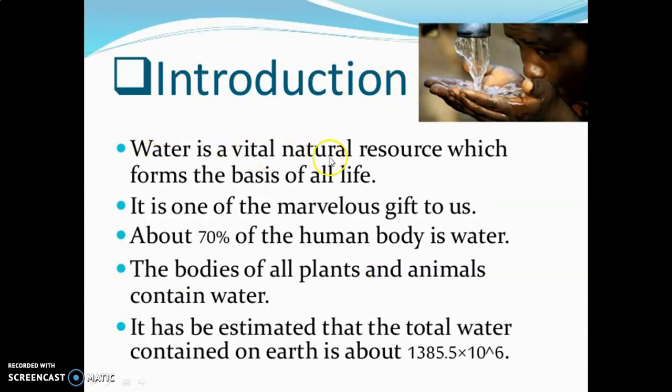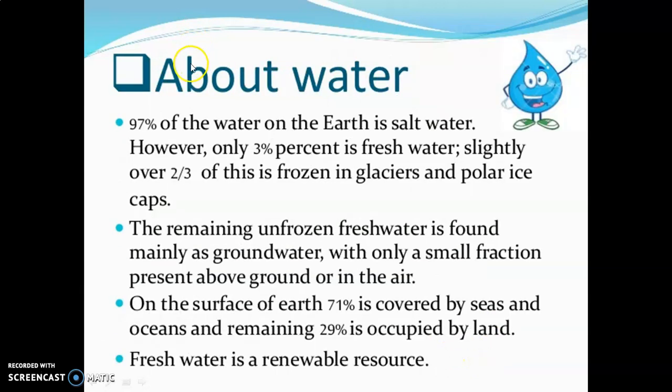Water is a vital natural resource which forms the basis of all life. It is one of the marvelous gifts to us. About 70% of the human body is water. The bodies of all plants and animals contain water. It has been estimated that the total water content on the earth is about 1385.5 into 10 raised to 6.